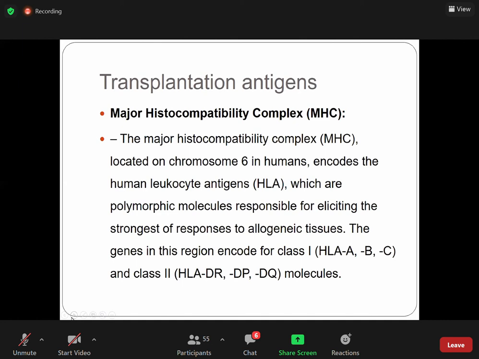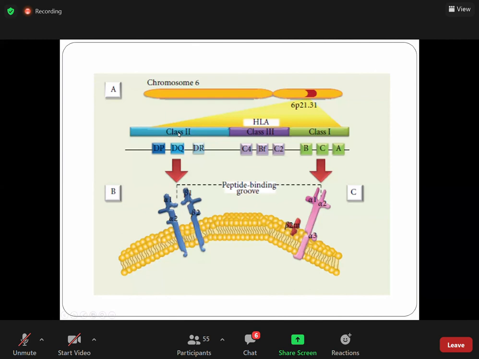Class 2 antigens, the DP, DQ, DR genes, are expressed on B cells, activated T cells, macrophages, dendritic cells, and endothelium. Their structure has alpha 1, alpha 2, beta 1, and beta 2 subunits, and this is the binding groove. The class 1 genes, A, B, and C, have subunits alpha 1, alpha 2, alpha 3, and beta 2 microglobulin, and this is the binding groove. Class 1 MHC is expressed on all nucleated cells.